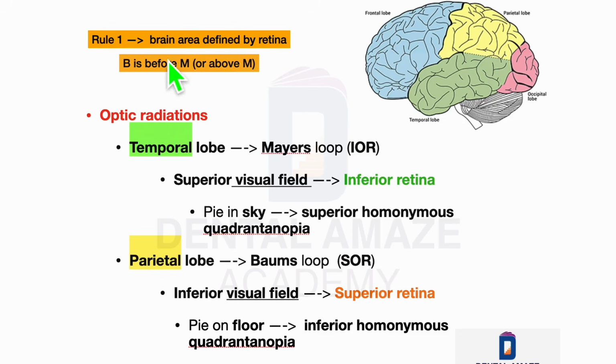So why B is before M? Why did I say that? You're talking about the parietal lobe, which is up, so B is also up. B is before M in alphabetical order. So parietal is up, B is before M. So in the parietal lobe, the optic radiations are called Baum's loop. Remember one, the other is understood. Up in the parietal lobe, it's coming from the superior retina. Temporal lobe, inferior retina. This is rule number 1. I'm going to complicate this further, but remember this.